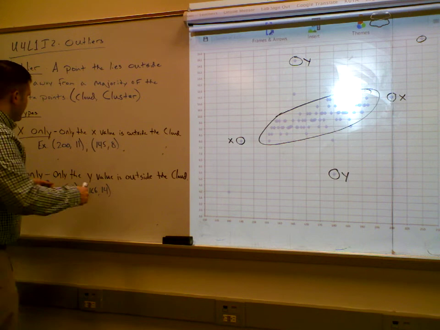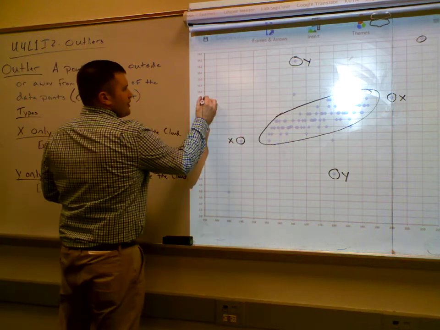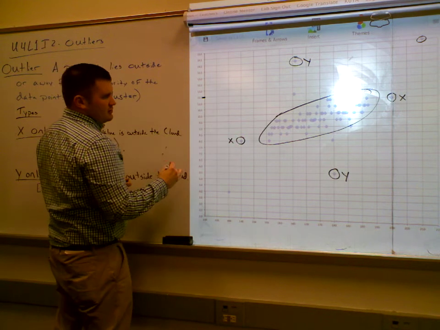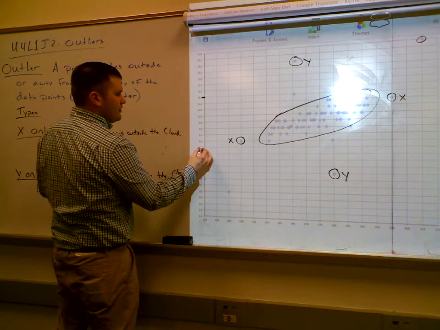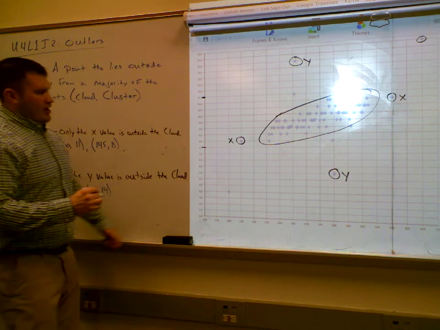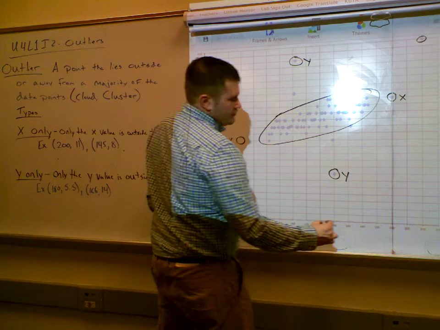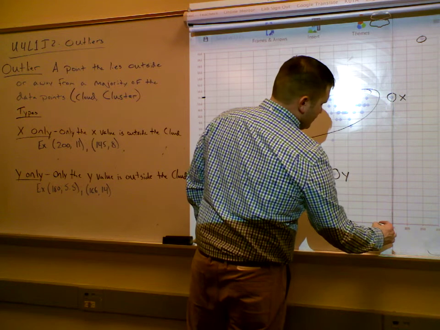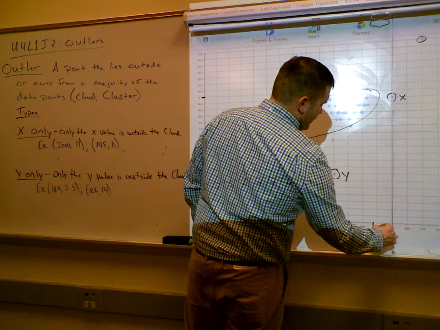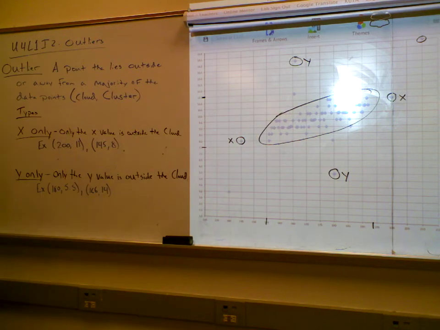Okay. Let's look at the x-only outliers. The x value pulls them outside, right? I'll put a little mark right here. Everything inside my cloud is in between 11.5 and 7.5. Do you guys agree with that? Everything inside my cloud here is between 155 and like 194, 193, somewhere in there. Does that make sense?